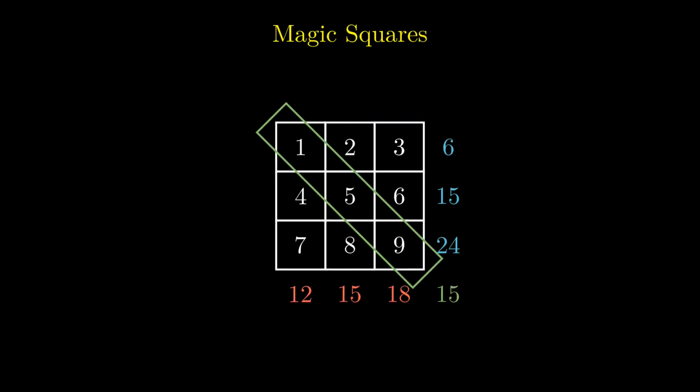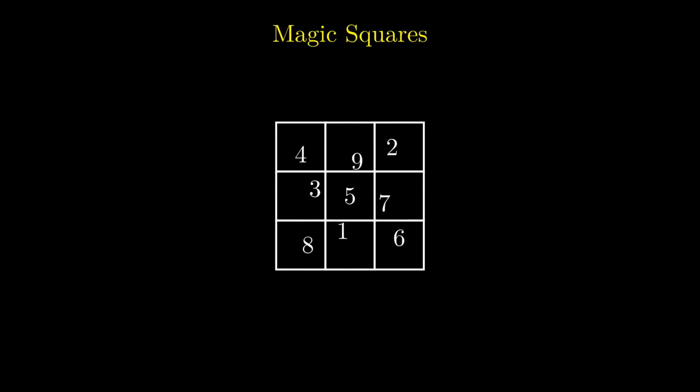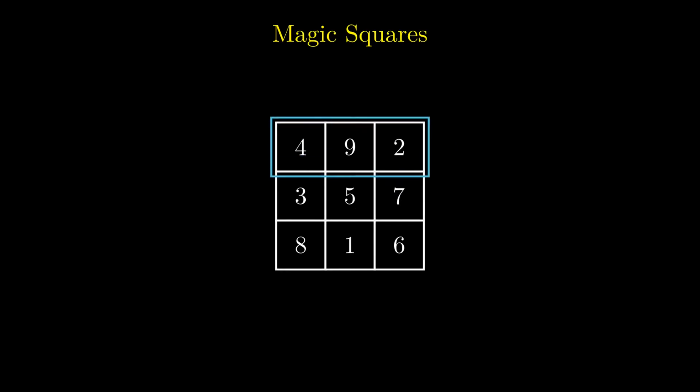Now one can naturally ask, is it possible to rearrange the numbers in the square in such a way that all sums are equal to each other? It turns out that such a rearrangement exists, and the sum in each row, column and diagonal is 15.